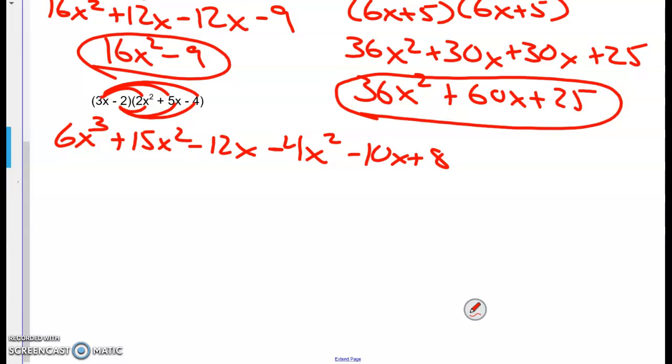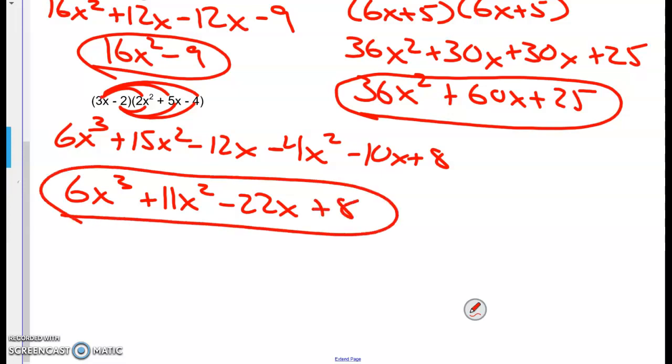All right? 6x cubed doesn't combine with anything, so I leave it. 15x squared and minus 4x squared is 11x squared. Negative 12x and negative 10x is negative 22x. And 8 doesn't go with anything, so we just leave it. And that's our answer.